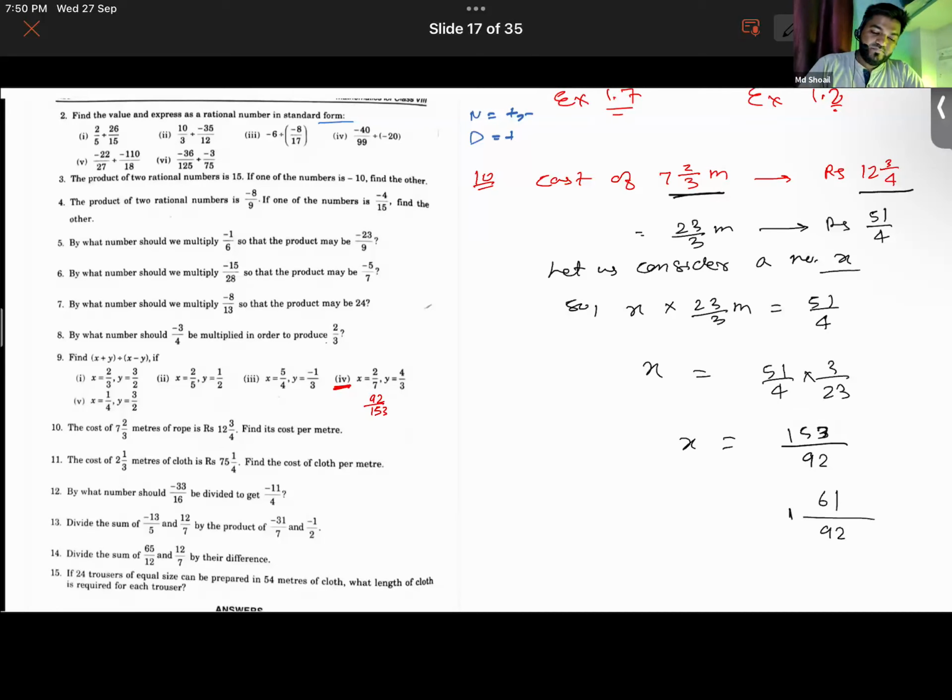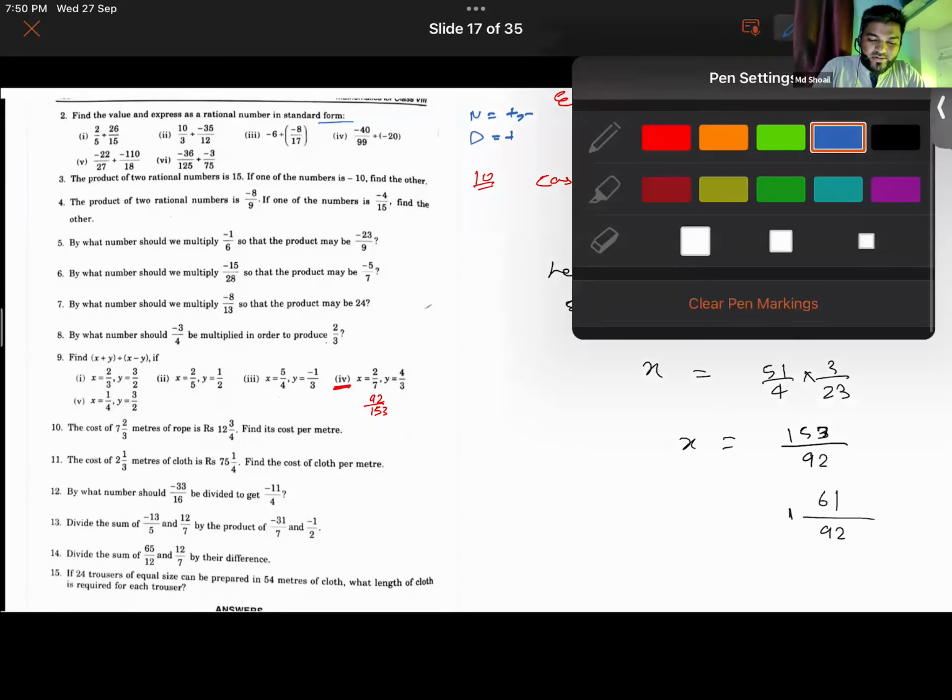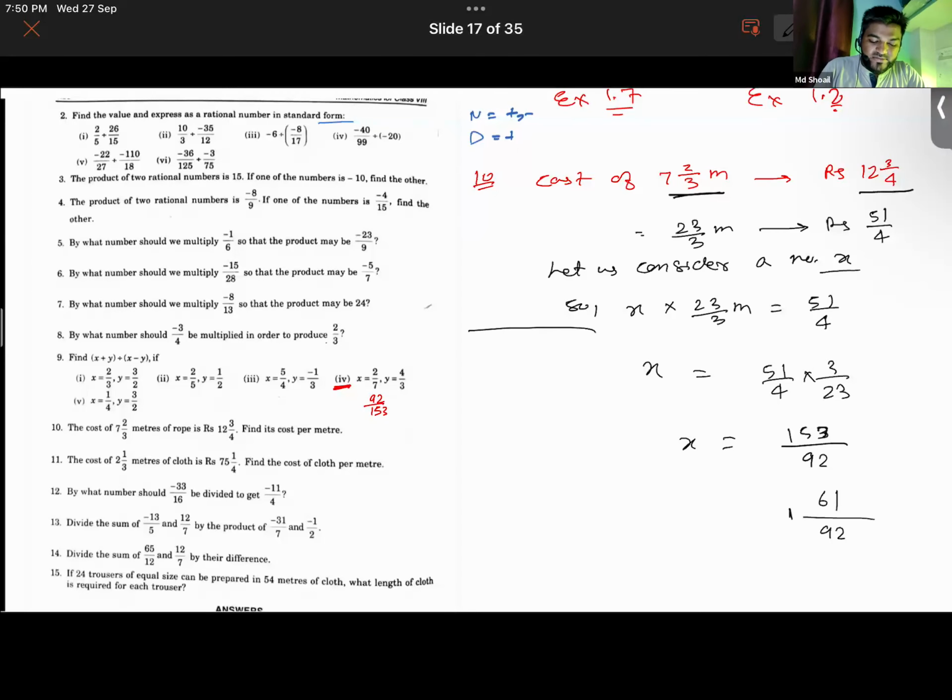Okay, okay. There's another way to look at this question also. Yeah. What is that another way? Here, the cost of the whole rope is given. Right now. And what was the question asking? Find the cost per meter. So, alternatively, this question can be solved like this. Ahmed, you also pay attention to the question. Or if you are solving another question, solve them first.